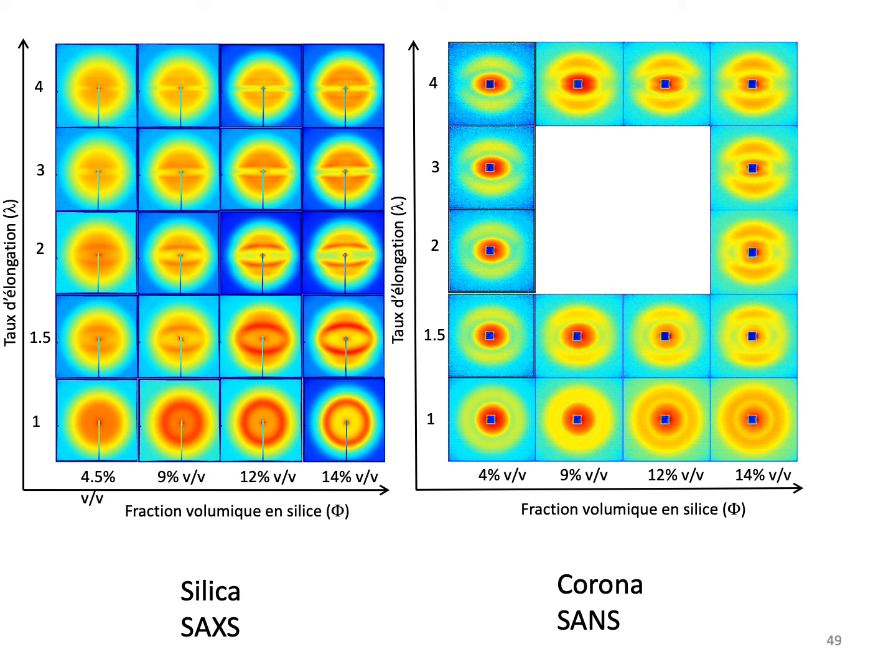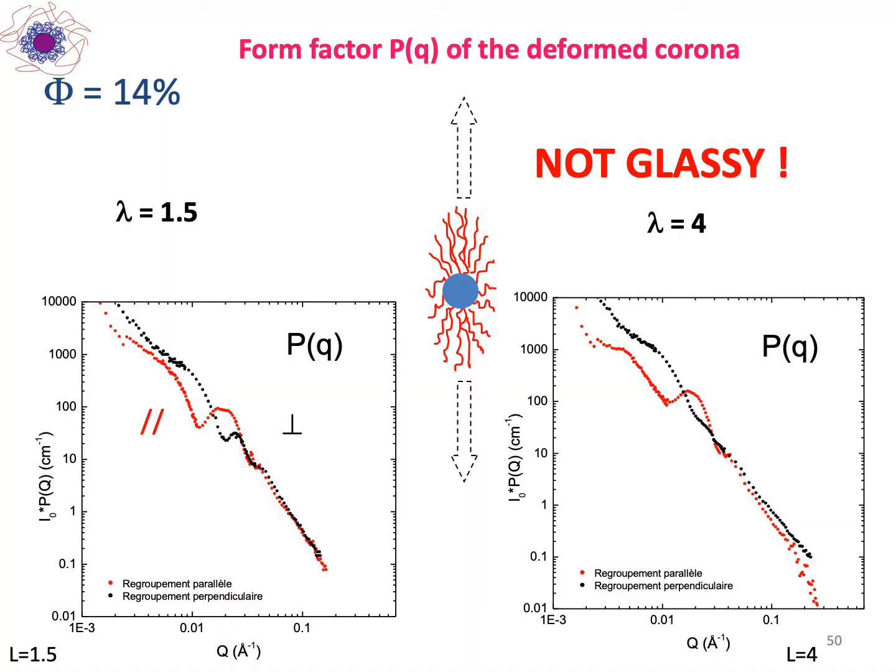More precisely, what we do is we first divide the results which are on the left-hand side by the silica form factor, which we know. So we get the structure factor of the silica cores, which have the same centers as the corona. So we have the right to now divide the signal from the corona by this structure factor and get the form factor of the corona. Two examples are shown in this slide for the maximum silica fraction of 14%.